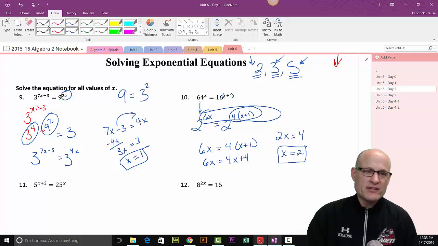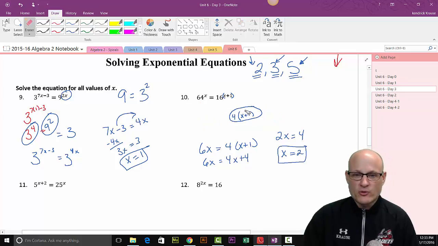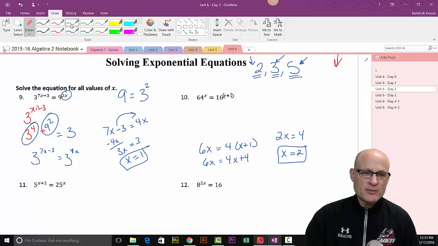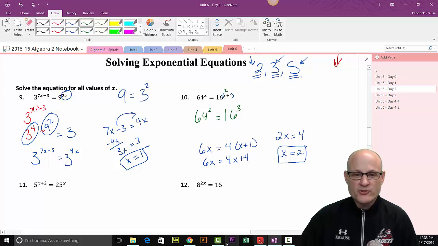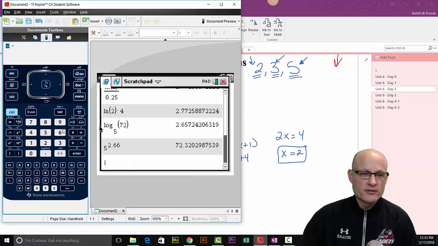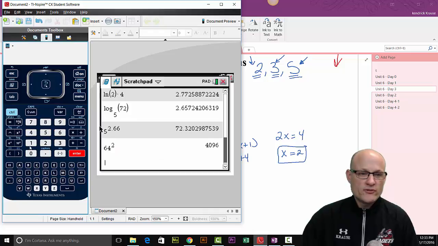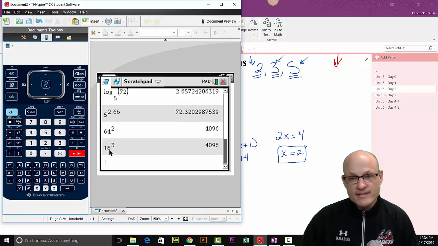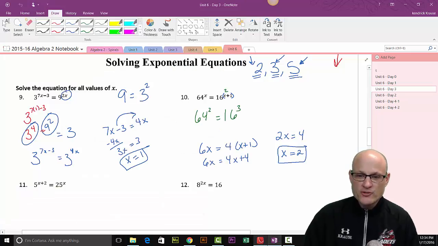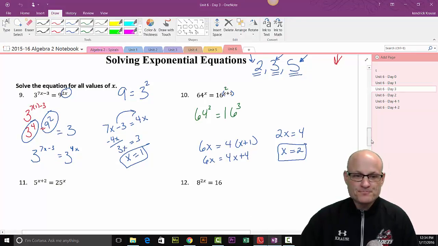Now this one may not be as easy to check because I don't know what 64 squared is, but I could certainly plug this back in using my calculator. This is 64 to the x, with x equal to 2. Does that equal 16? And if I put in a 2 here, I get 3. Does 64 squared equal 16 cubed? And it does. And it's easy. So let's go back.